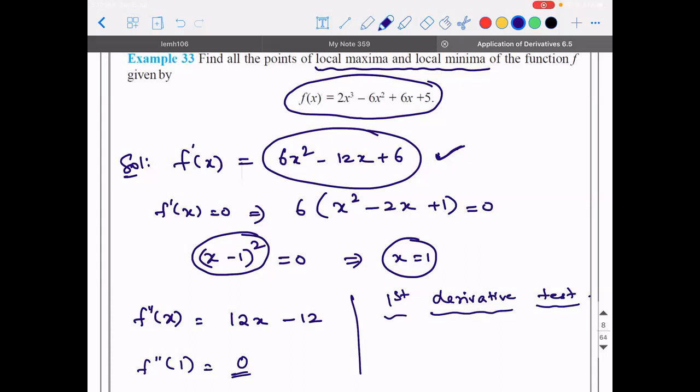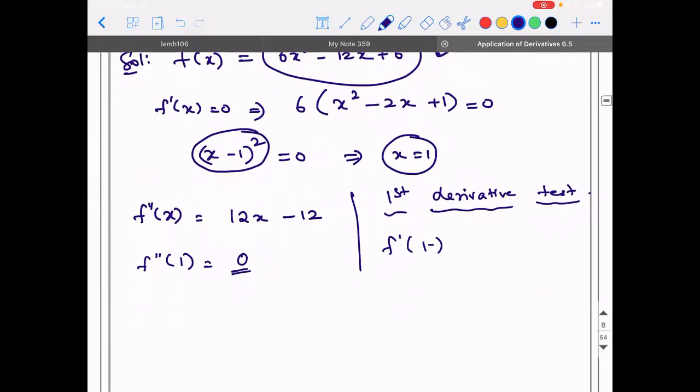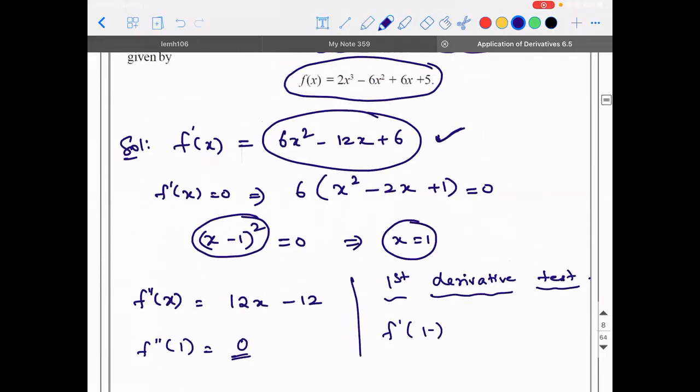What is the first derivative test? f dash of 1 minus. So what is f dash of 1 minus going to give you? Take a value less than 1, substitute, and see: is it going to give you a positive value or a negative value? Let's do it a little fast.